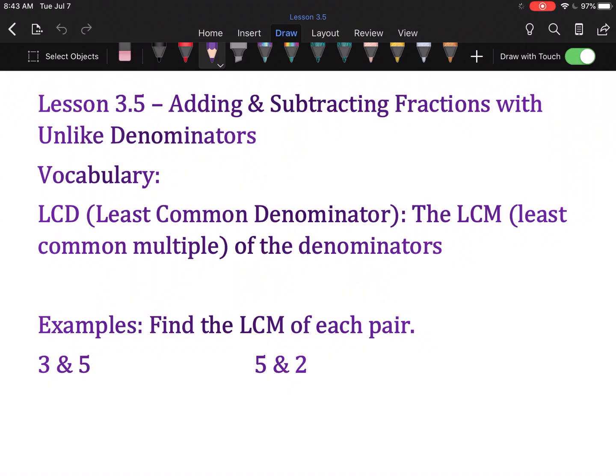So now we'll add and subtract with those pesky denominators that aren't the same. So we just need to quickly remind ourselves that LCD is least common denominator, which means it's the least common multiple, pardon me, of the two denominators. And least common multiple is the smallest number that both divide into.